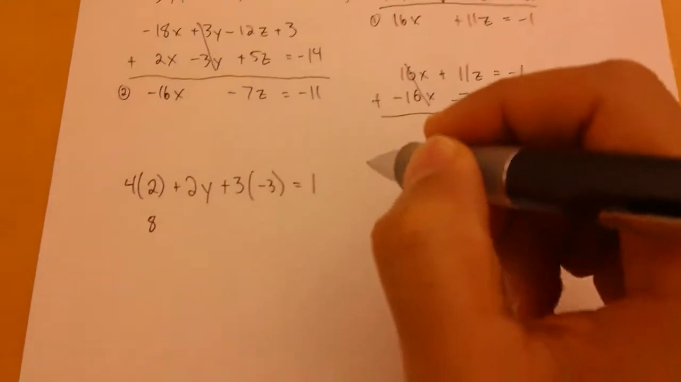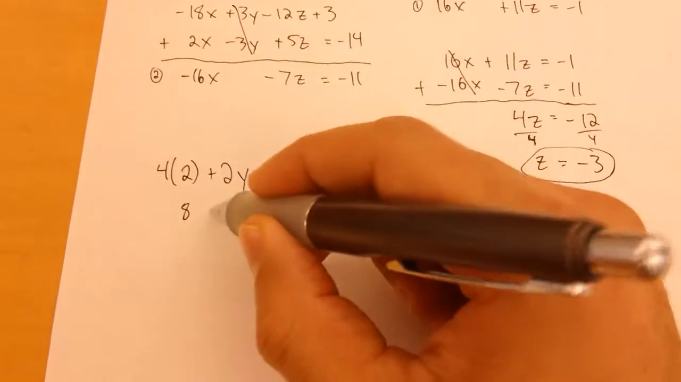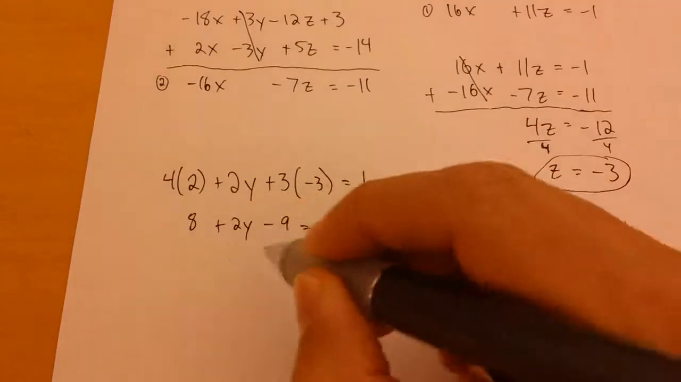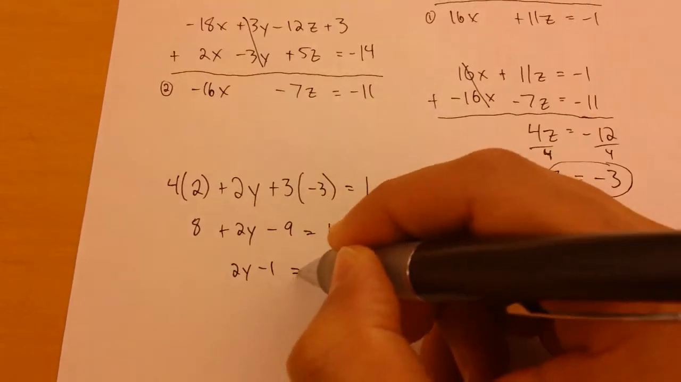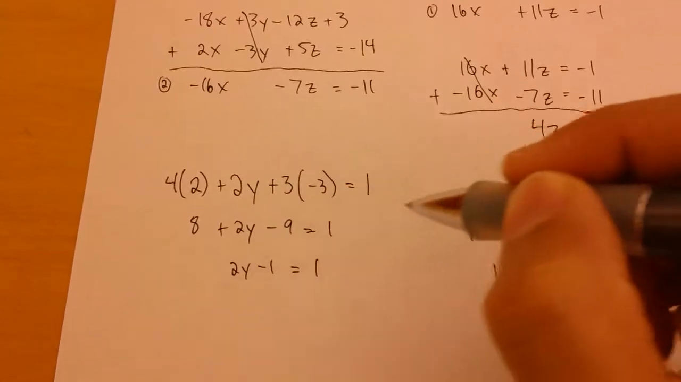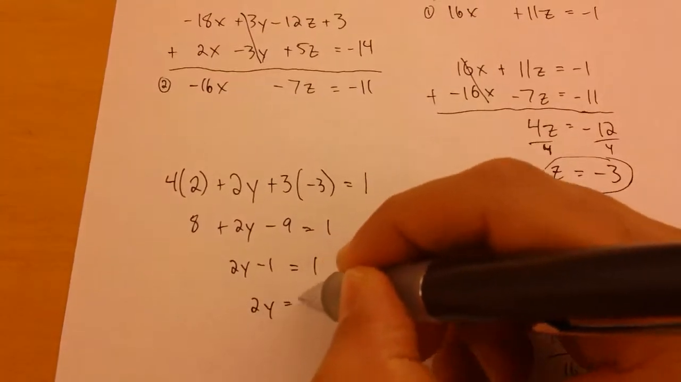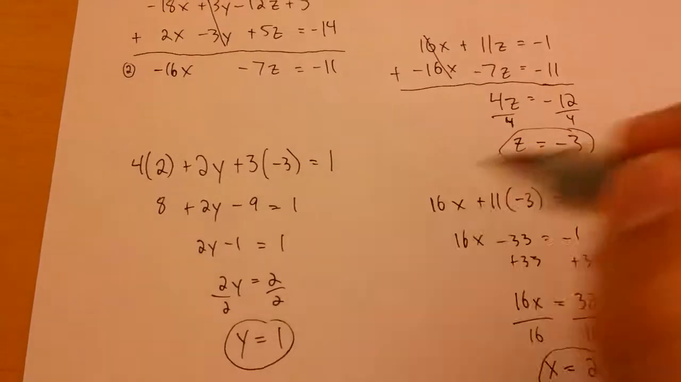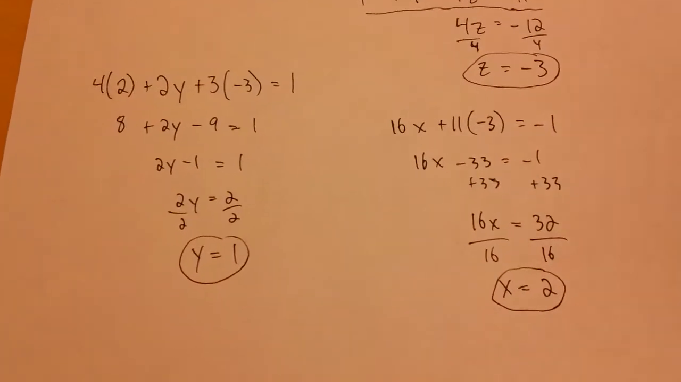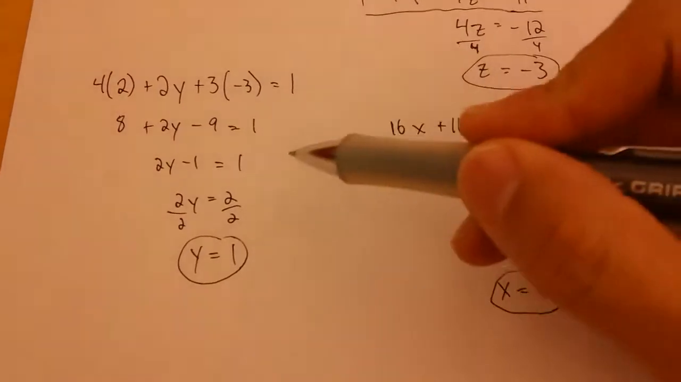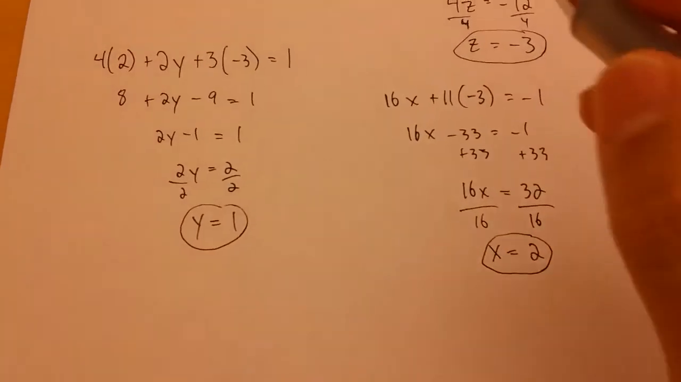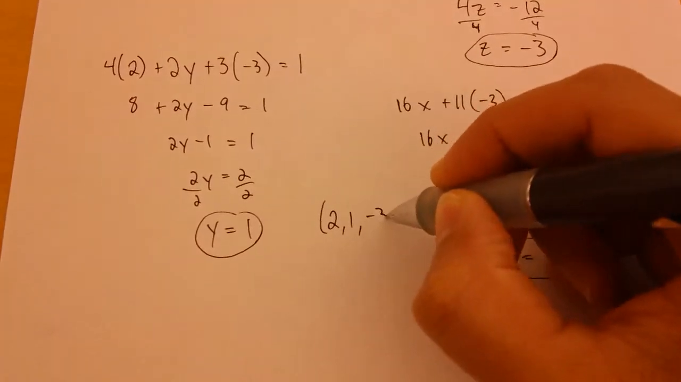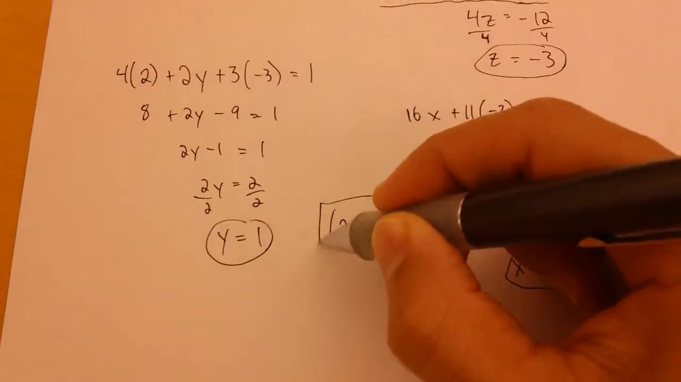So now it's just combining like terms and simplifying. So I get 8 plus 2y minus 9 equals 1. That gives me 2y minus 1 equals 1. Add 1 to both sides. 2y equals 2. Divide by 2. You get y equals 1. So there you go. I have all my 3 variables. But like a good mathematician, I'm going to write my solution as an ordered triple. I'm going to put a box around it.